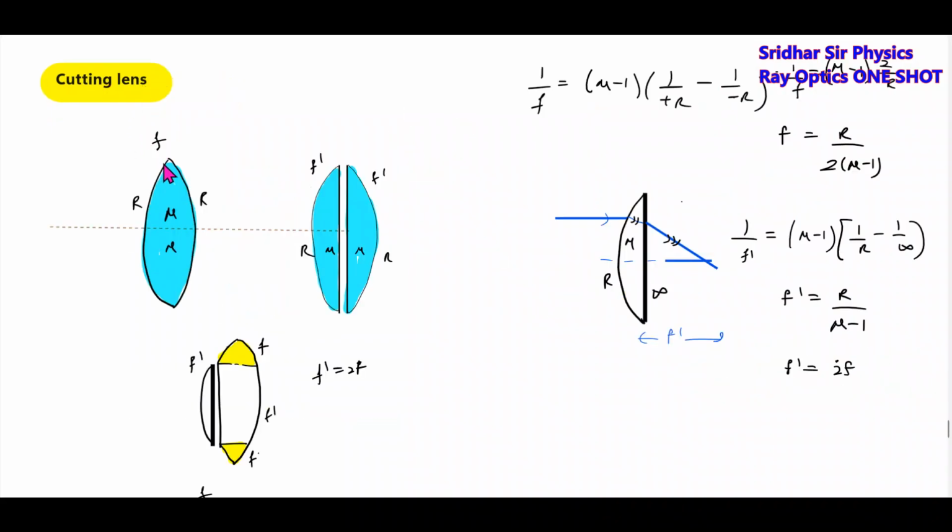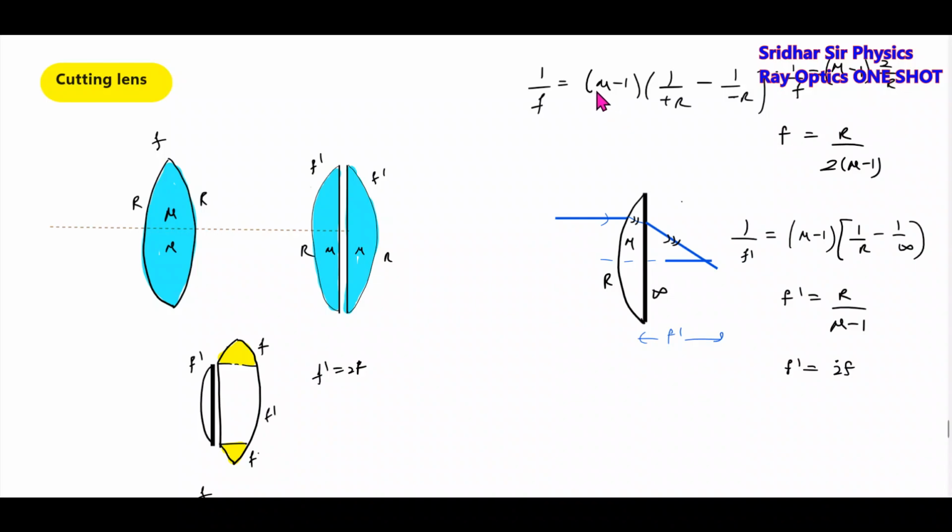Now cutting a lens. So there's a focal length. Radius of curvature is r. I'll cut this lens normal to the optic axis into two equal parts. Then the focal length of this will become f dash. Okay, we'll see how to calculate the focal length. First, what is the focal length of this? We'll calculate for the equiconvex lens.